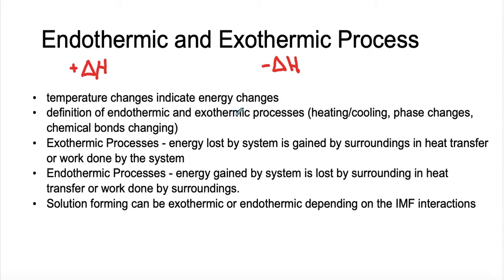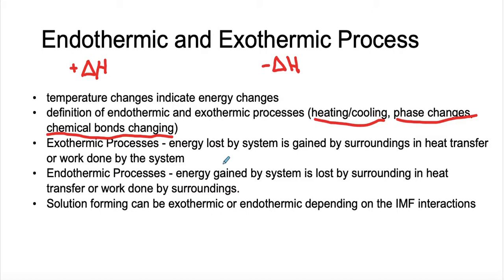So endothermic and exothermic processes, there's three main categories. You can heat and cool something. That's straightforward. Phase changes, so going from solid to liquid to gases, are endothermic and exothermic processes. And then chemical bonds forming and chemical bonds breaking cause endothermic and exothermic processes. So an exothermic process is one where energy is lost through heating or cooling, phase changes, or chemical bonds changing, and the surroundings gain energy.